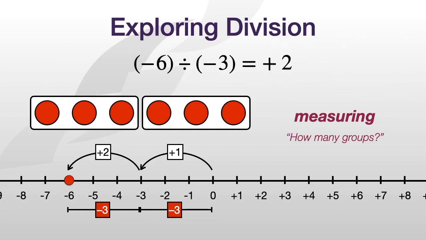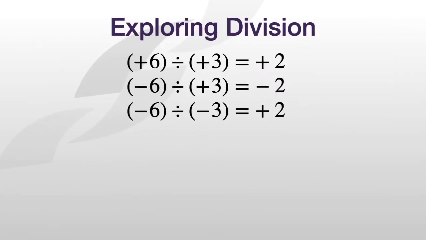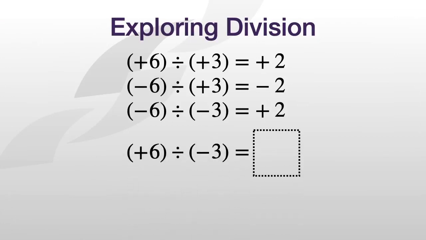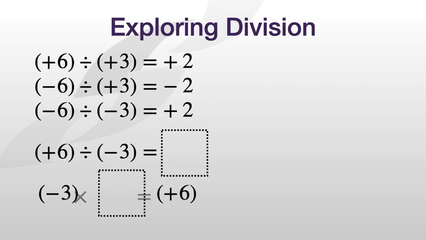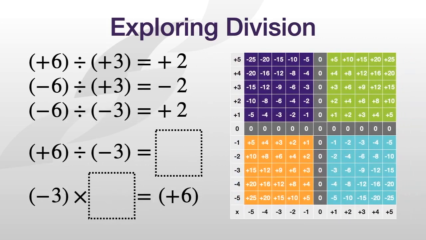So far, we've explored the following calculations. Something's missing. That something is +6 divided by -3. This time, neither thinking of -3 groups nor groups of -3 is helpful. It is helpful to think of the relationship between dividing and multiplying. If +6 divided by -3 is an integer, then -3 times that integer is +6. The integer we're looking for is -2.